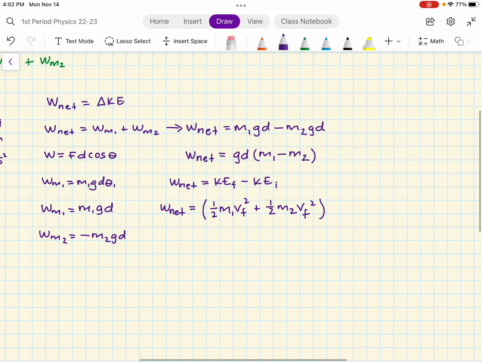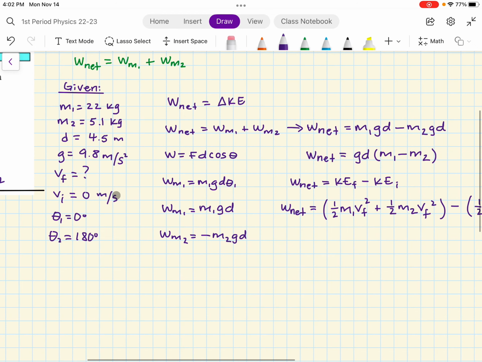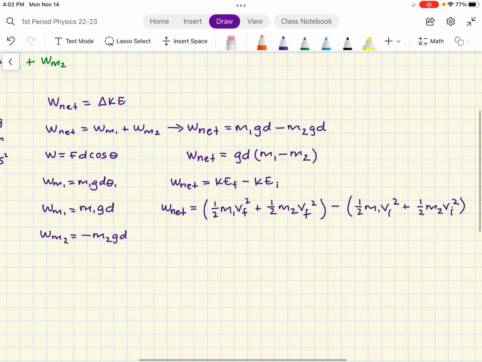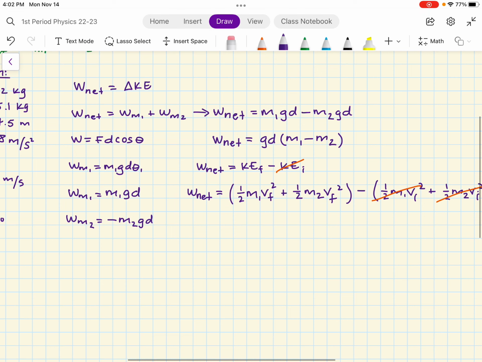Minus 1/2 m1 v initial squared plus 1/2 m2 v initial squared. But we know that the initial velocity for both blocks is 0, so therefore there's no initial kinetic energy. These two cancel. So our equation simplifies to the sum of the kinetic energies.